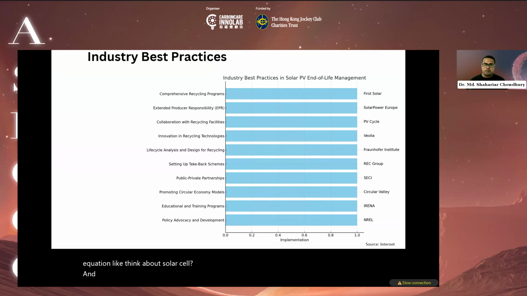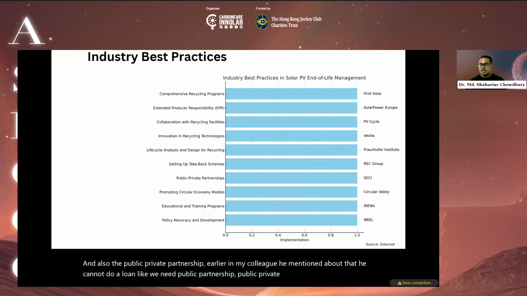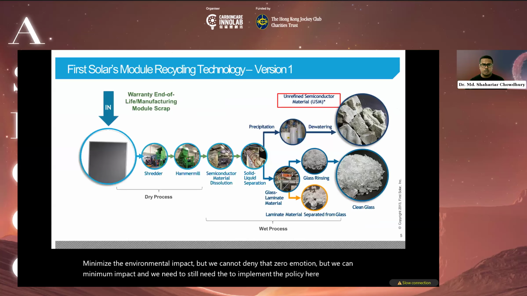And also public-private partnership. Earlier, my colleague mentioned that we cannot do this alone. We need public-private partnership and educational awareness. Our new generation should know about the drawbacks of solar panels. It's not about bad impact. We can't deny that in this world we cannot use anything without impact, but we can minimize the environmental impact. We cannot claim zero emission, but we can achieve minimum impact, and we still need to implement the policy. Here is just an example case study of how First Solar is doing its existing recycling plan, and it is also economically friendly.